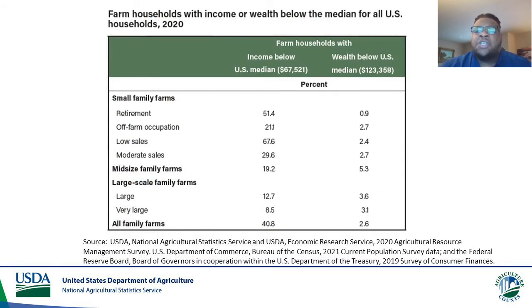Here, our second table shows us that using the 2020 ORMS 3 data, the ERS determined that of the family farms reporting off-farm occupation, 2.6% of the farm households had lower wealth compared to the median U.S. household. Wealth is the value of the operation's assets minus the operation's debt. So please keep that in mind.